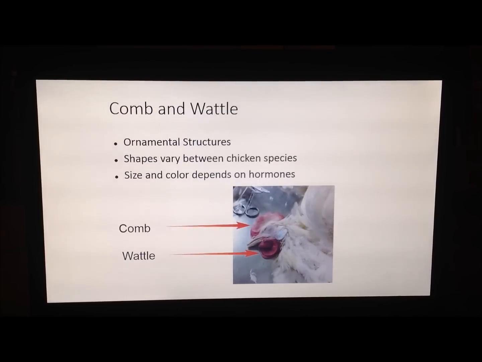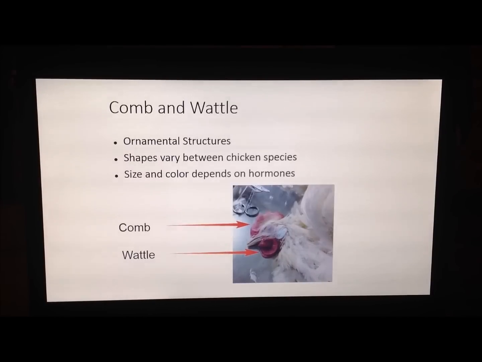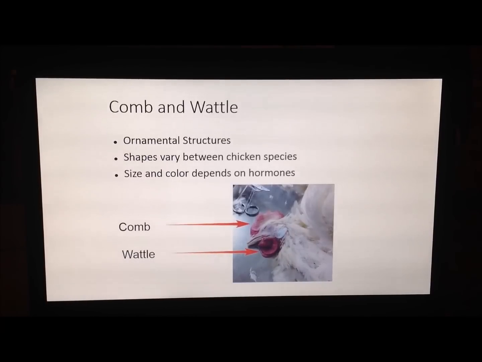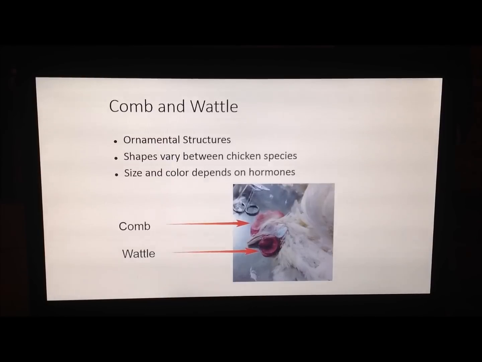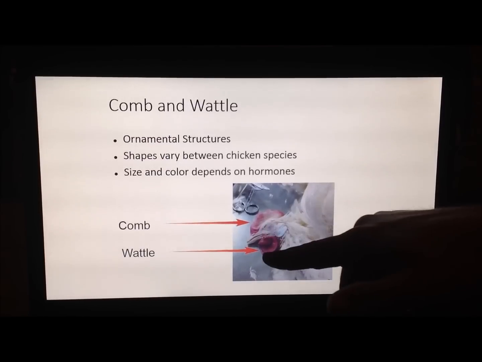The comb and the wattle. These are ornamental structures that can be found on the chicken's head. Shapes vary between different chicken species. The size and the color of the comb and the wattle depend on sexual hormones. As you can see, there's the comb, and there's the wattle.